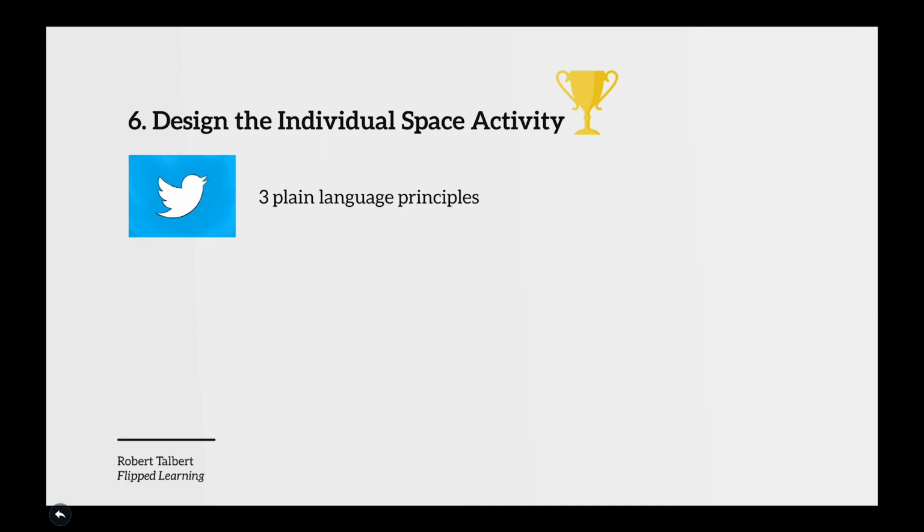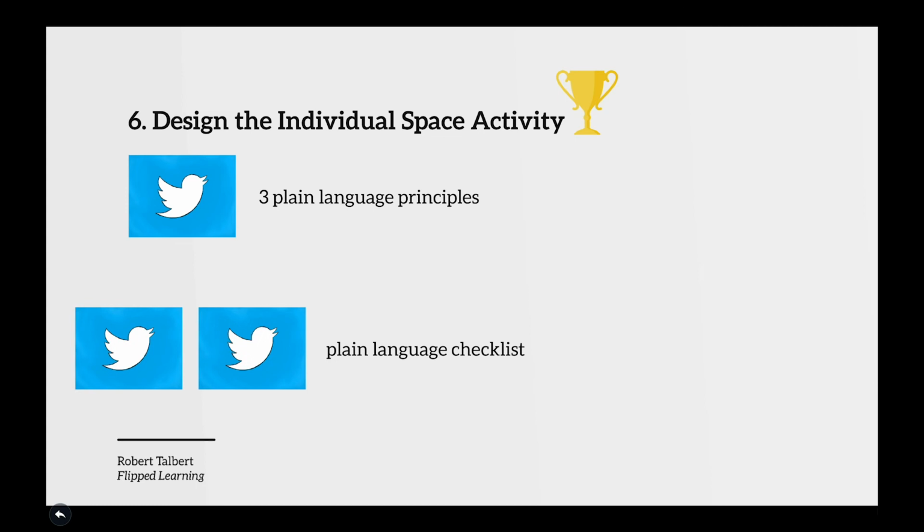Step 6. Design and construct the individual space activity. By tweeting their explanation and justification of 3 plain language principles, students will receive participation or accountability marks. As part of their summative web copy assignment, students will look at a minimum of 2 other students' tweets and use them as a checklist to ensure they are using plain language principles.